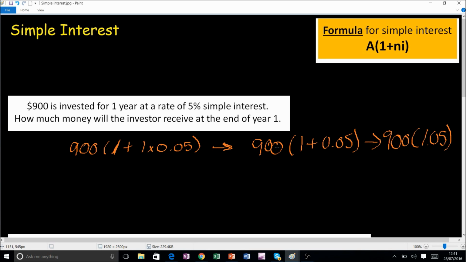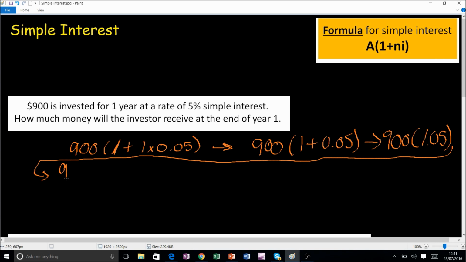Okay, so let's carry on down here. So we've got 900 times 1.05. Now what is that going to give us? 900 times 1.05 is going to give us 945, and because we're working in pounds, we need to remember that it's in pounds. So £945, that's what it's going to give us.